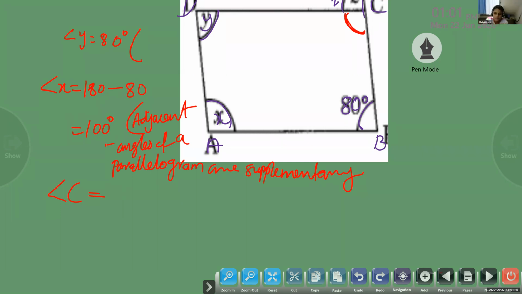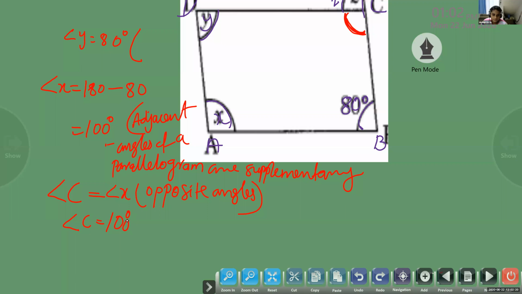By 360. Or otherwise, Prarthana? Opposite angles. Yes, X and angle C are opposite angles. So X and angle C are equal. Angle C equals angle X, opposite angles of a parallelogram. So angle C equals 100.